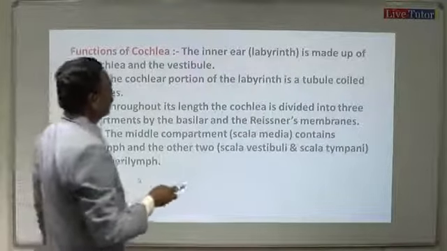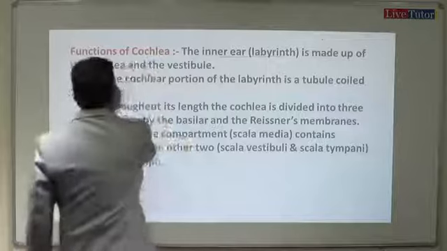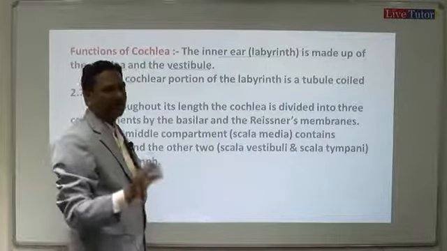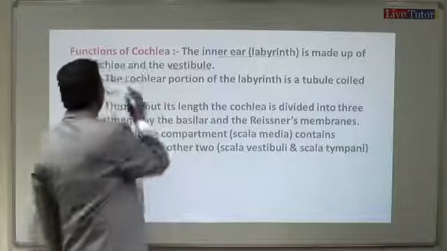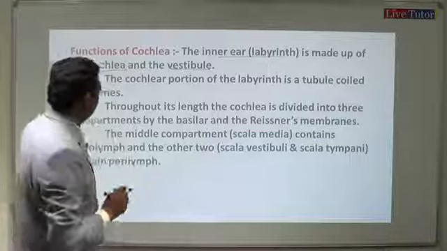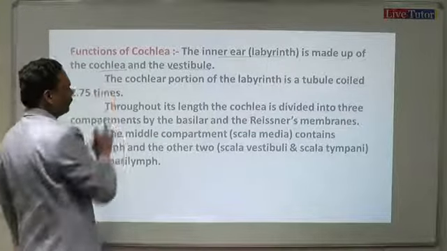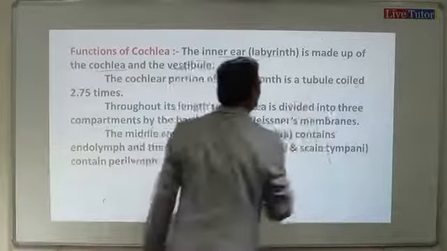Then the function of the cochlea. The inner ear is a bony labyrinth. It is made up of what? The cochlea, the vestibule, the semicircular canals, and the utricle. The semicircular canals, utricle, and vestibule are used for body balance, and the cochlea is used for hearing. So, which is the hearing organ? Cochlea.